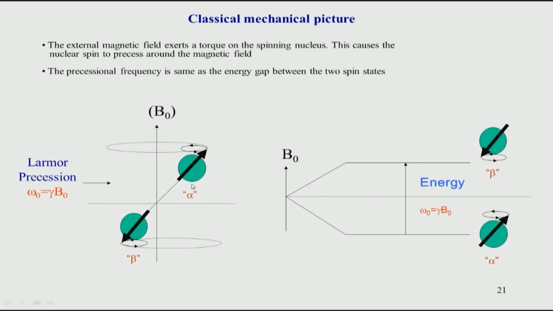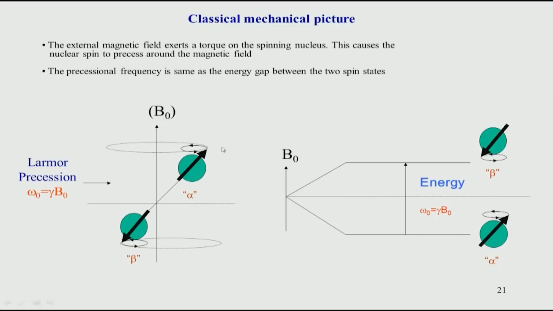In a classical model, you can visualize it like this. You imagine a nucleus which is spinning around its axis. This is the nucleus shown. There are two possibilities, an alpha state and a beta state, shown here. When you apply a magnetic field, shown here as B0, the spins start to precess, meaning they move around, revolve around this magnetic field. This is the famous Larmor precession. It can be derived and is derived in many textbooks, and we won't go into the derivation in detail, but the idea is that the spin now moves around the magnetic field.